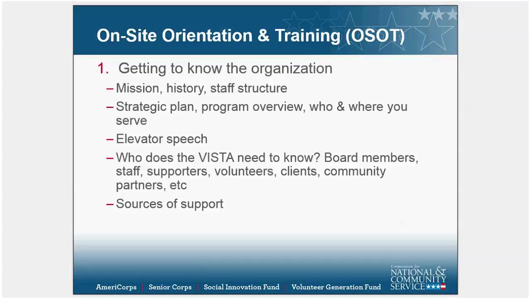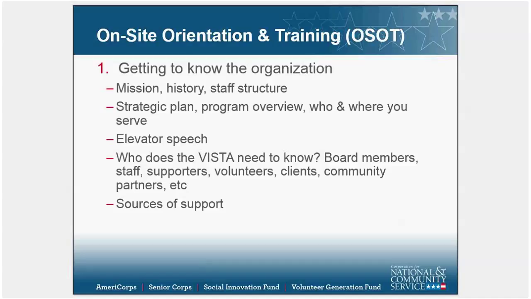Besides just what they're working on their project, they're also going to be ambassadors in the community of your organization. So it's important for them to know the basics of the big picture. What's the mission, the history, what programs do you guys operate in the community? Even if that's outside of what that VISTA member is doing, it's good to have the context of that.